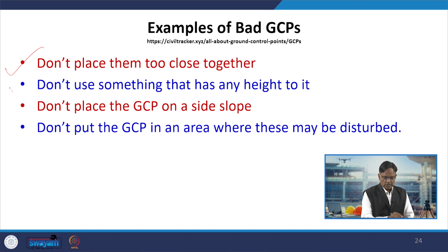Then don't use something that has any height to it. So don't keep the GCP on a higher object. Don't place the GCPs on a side slope, because the slope may not be stable. Don't place the GCP in an area where it may be disturbed by a change in the topography.